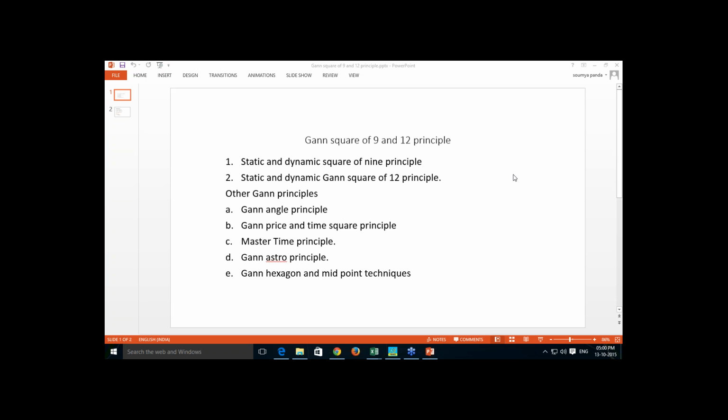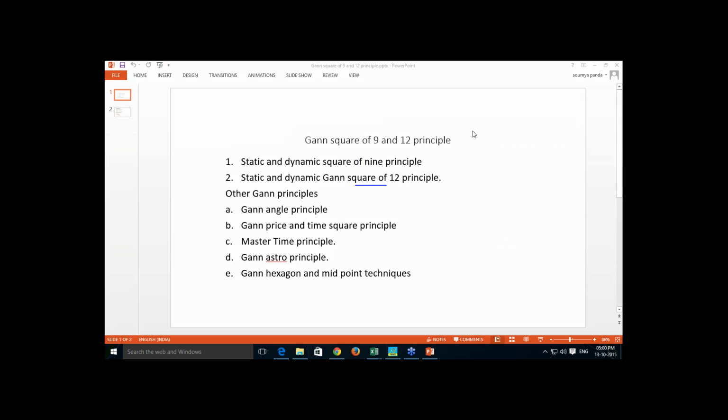Today you are going to learn Gann's square of 9 and square of 12 principle. This principle of Gann's square of 9 or square of 12 you can utilize for making intraday trade decisions, you can utilize for making BTST trade decisions, you can also utilize this principle for deriving any investment decisions.